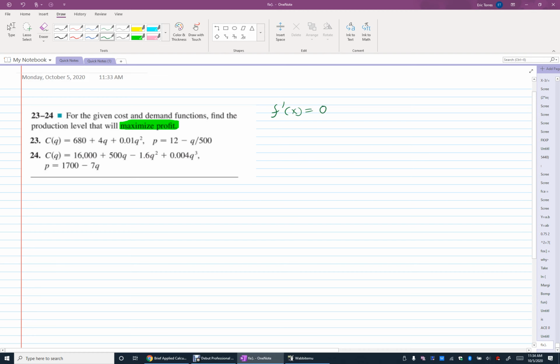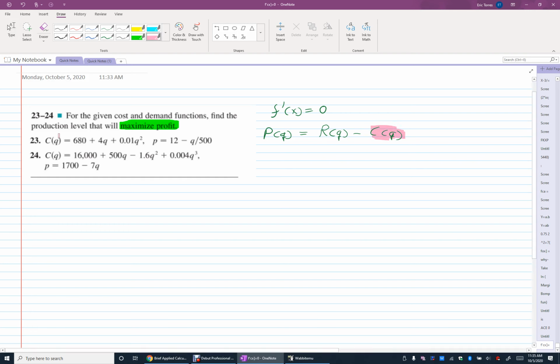But I need the profit function. So what is the profit function? Profit's pretty straightforward. Profit of any quantity is the amount of money I make in cash, called revenue, minus what I'm going to pay in cash, called cost. That's my profit function. So just using logic, I'm going to find this function, take its derivative, and set it equal to zero.